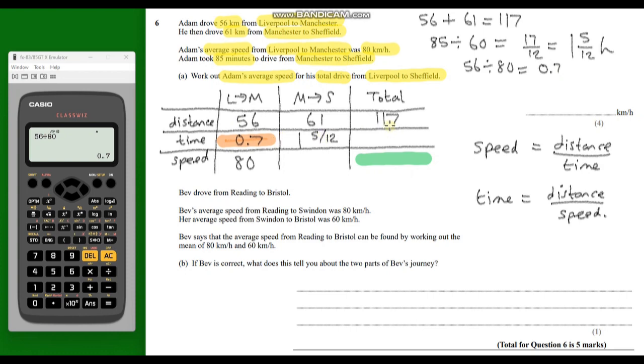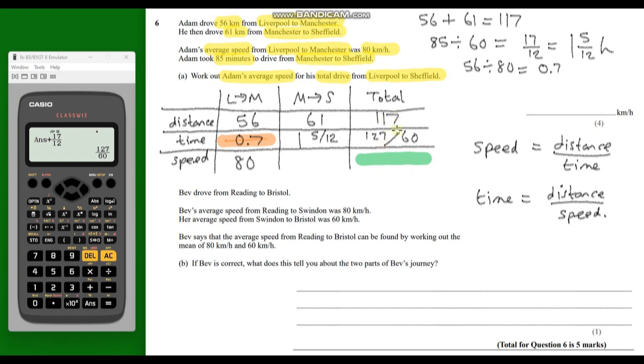So to work out the total time, we just need to sum them together. So I'm just going to add on 1 and 5/12, or 17 over 12. And that gives me this fancy looking number here. I'm just going to leave it as a fraction again: 127 over 60. So now we've worked out the total time it takes.